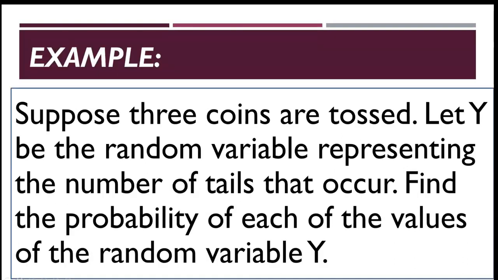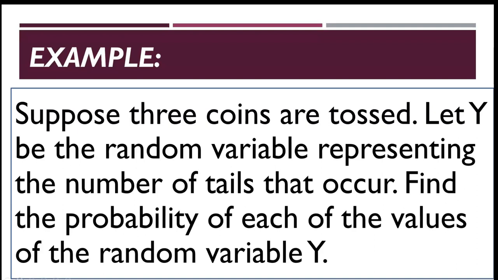Now let's try this other example. This time we are not given a table, but we are going to create a probability distribution when given a word problem or when given a random experiment. So suppose 3 coins are tossed. Let y be the random variable representing the number of tails that occur. Find the probability of each of the values of the random variable y.